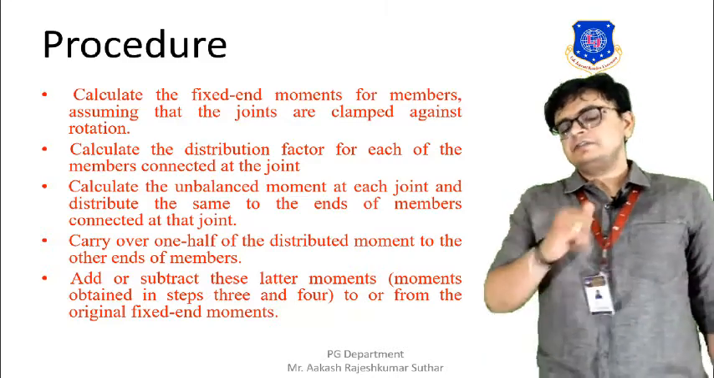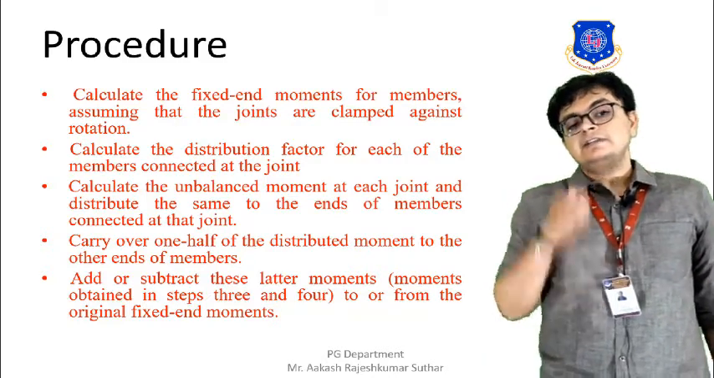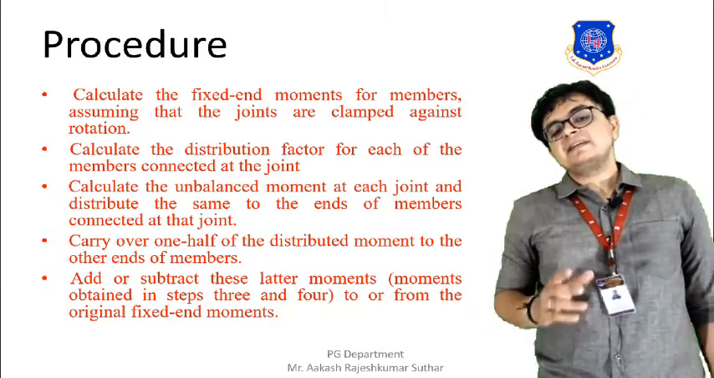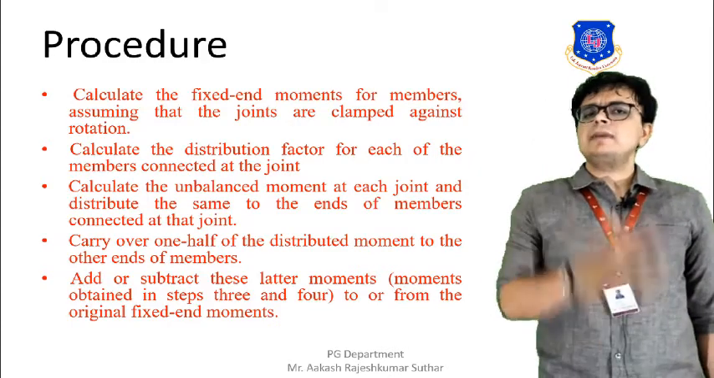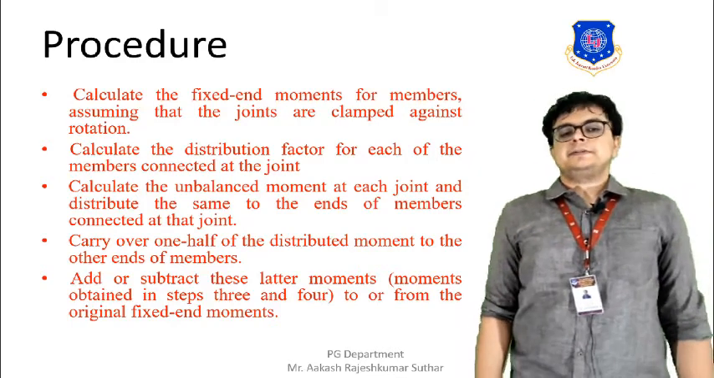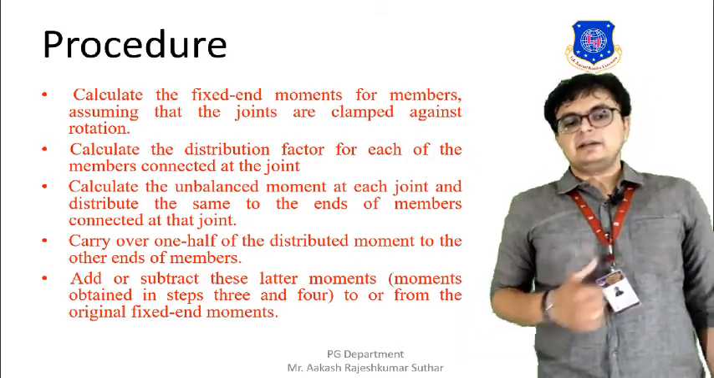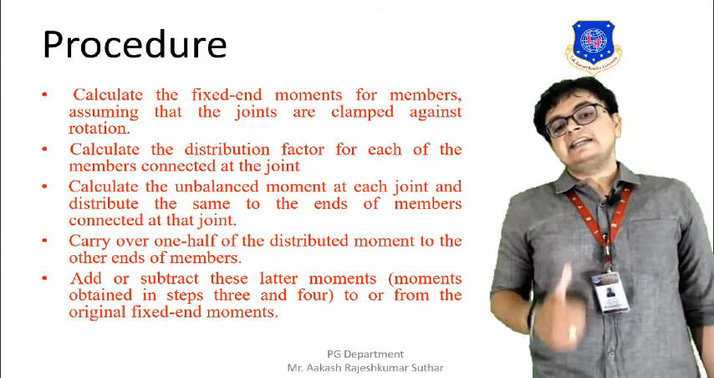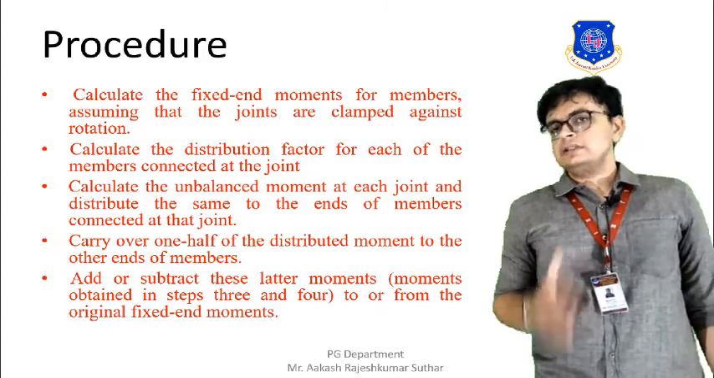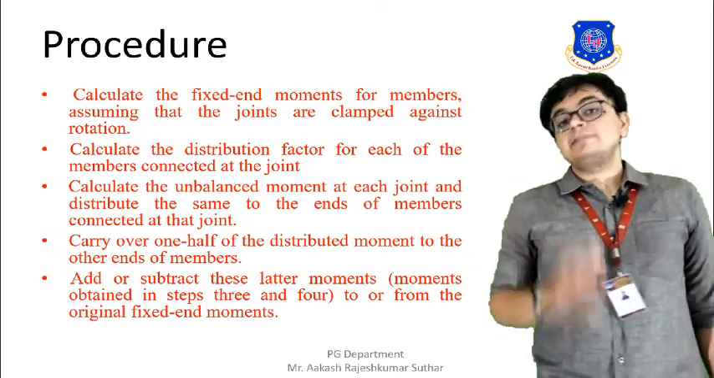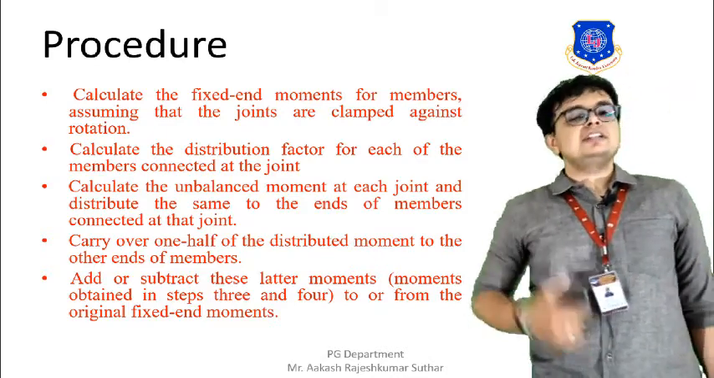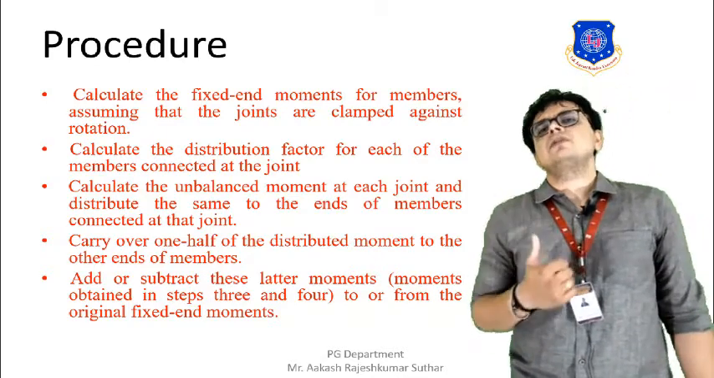After we have found the fixed end moments, we will calculate the distribution factor for each of the members connected to the joint. After that, we will calculate the unbalanced moment in the joint and distribute it to the ends of the members, that is, to the adjacent supports. We are providing the carry forward.